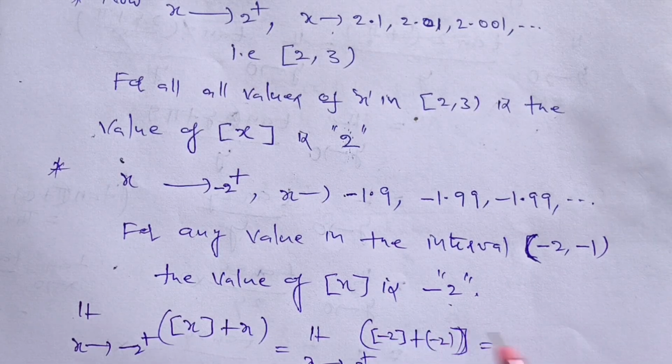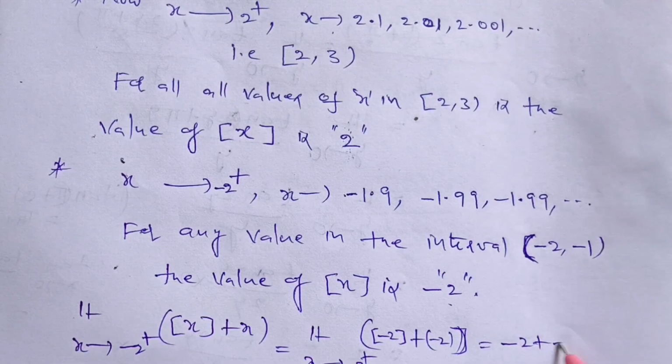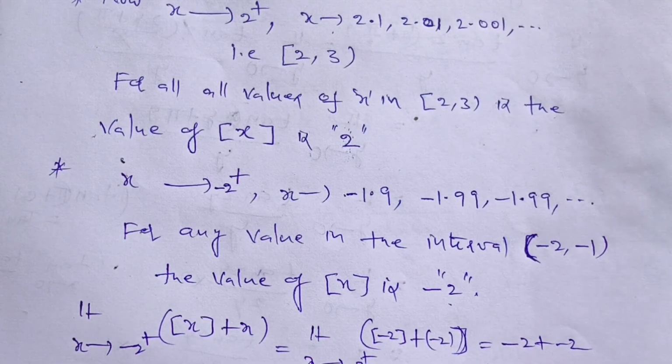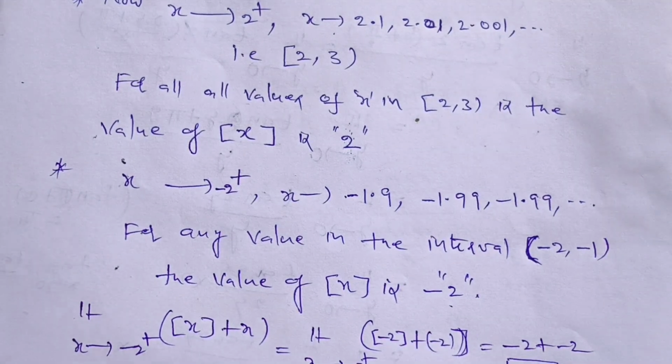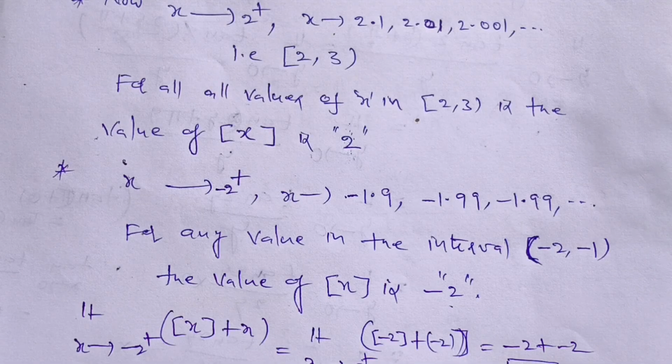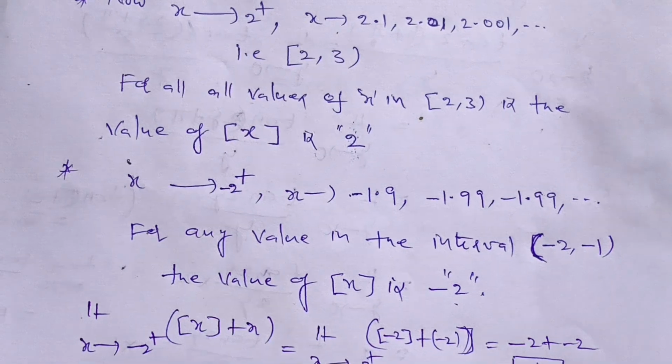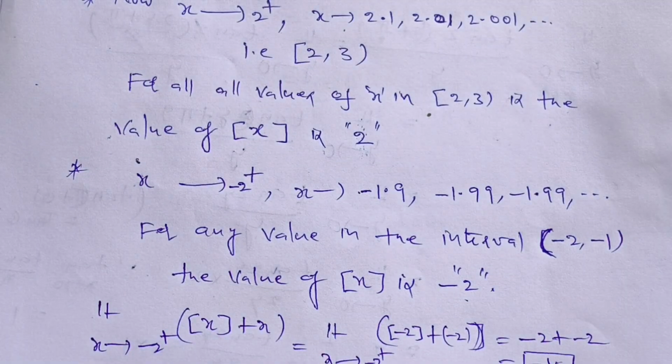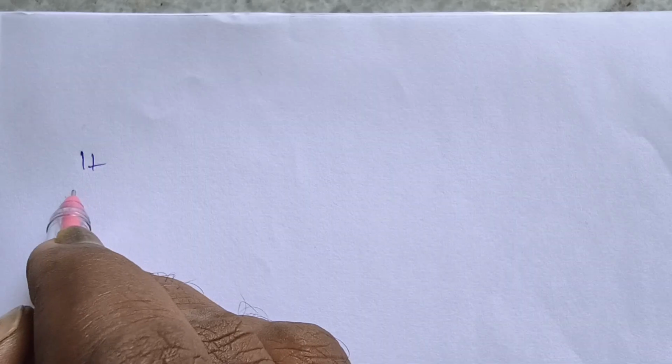In this case the integral part of minus 2 is always minus 2. That's why minus 2 plus minus 2 equals minus 4. So limit x tends to minus 2 plus of square bracket x plus x, meaning the integral part of x plus x, is equal to minus 4.